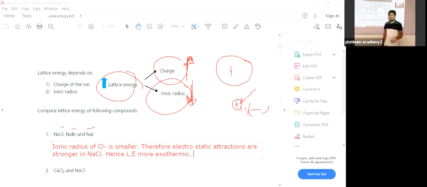So if I say more exothermic, that means high melting point, right? So always when you have strong electrostatic attraction, then the lattice energy is always high. So to do that, we need a small ion or greater charge. So here the charge is the same, but the size is smaller in Cl minus, right? So I'm going to give you a chance to think about the other one.